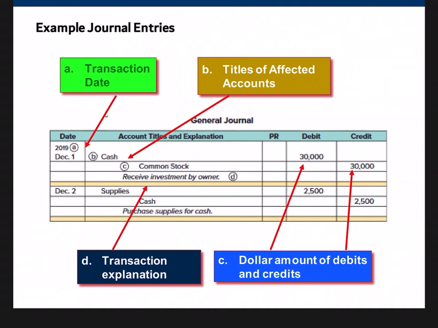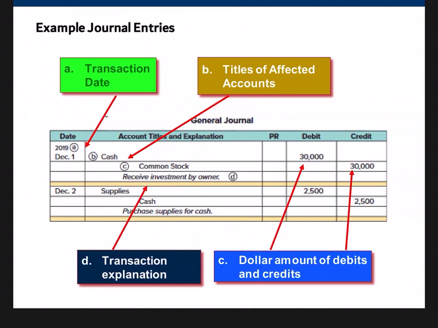First of all, the date column, which is always on the left-hand side. That seems like an afterthought, and I realize that, but the date column is of critical importance. We not only need to know what accounts are being affected and the related dollar amounts, as well as whether they're debit or credit amounts, we need to know the date. When did this transaction take place? That is critically important information, and the general journal facilitates record of that information.